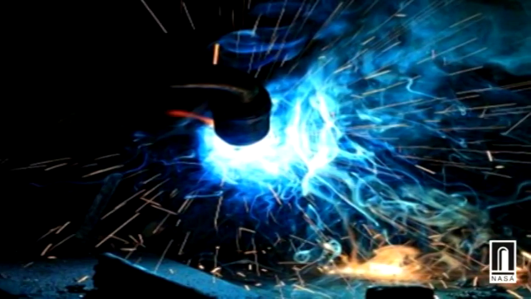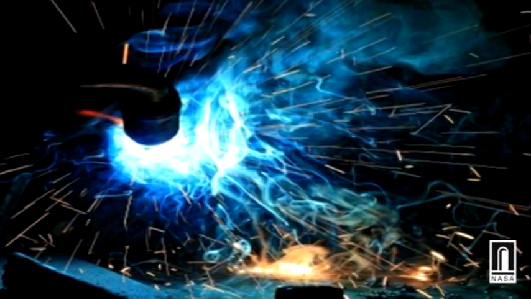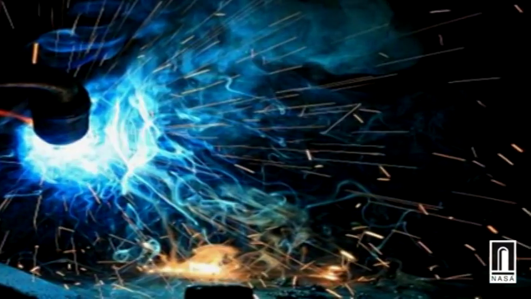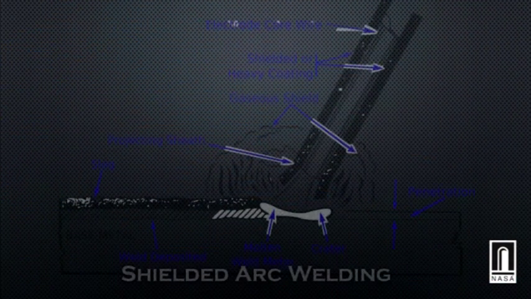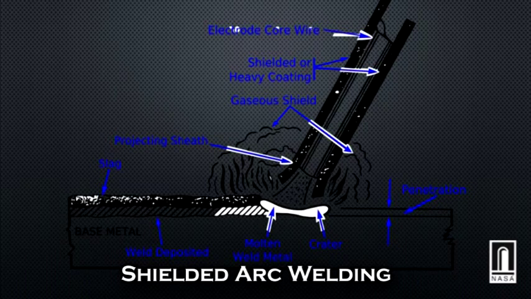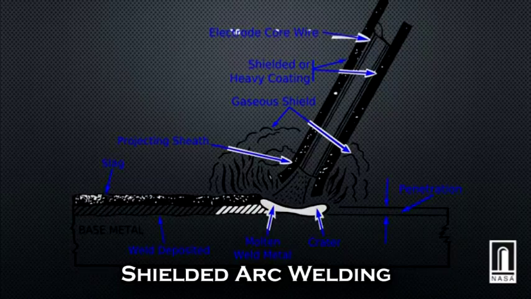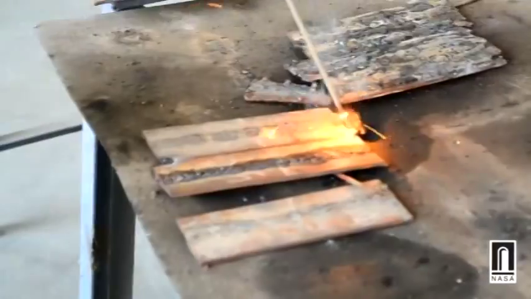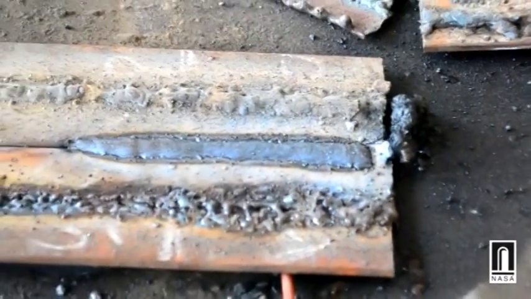Let us now see a short glimpse of the various fabrication processes that are used before the final application of steel. The first process is the shielded arc welding, informally known as stick welding. It uses an electrode coated in flux to lay the weld. Here, an electric arc is formed between the electrode and metal to be joined. As the weld is laid, the flux coating the electrode disintegrates, giving off vapors that provide a layer of slag which protects the weld area.